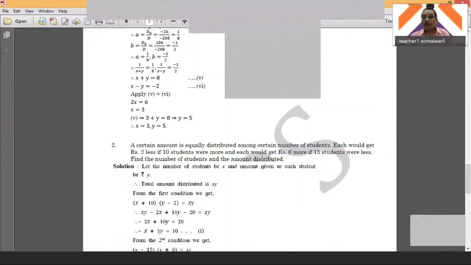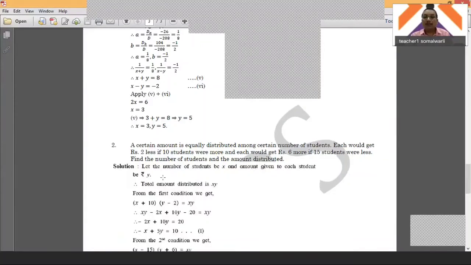And each would get rupees 6 more if 15 students were less. If we decrease the number of students by 15, so naturally the contribution per student will be increased. So each student would have got 6 rupees more. So find the number of students and the amount distributed.